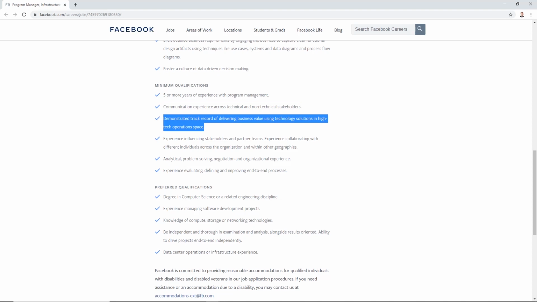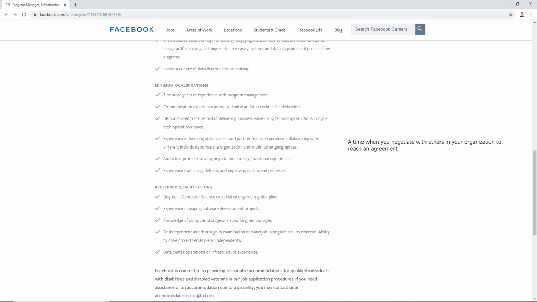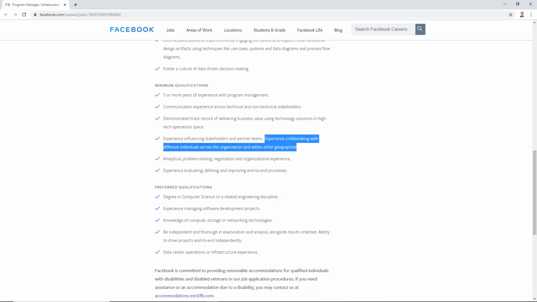Demonstrate a track record of delivering business value using technology in high-tech operations space. Tell me about the time when you delivered on a complex project. Experience influencing stakeholders and partner programs. Tell me about the time when you negotiated with others in your organization to reach an agreement. Experience collaborating with different individuals across the organization and within other geographies. Tell me about the time when you collaborated with members from a different geography.